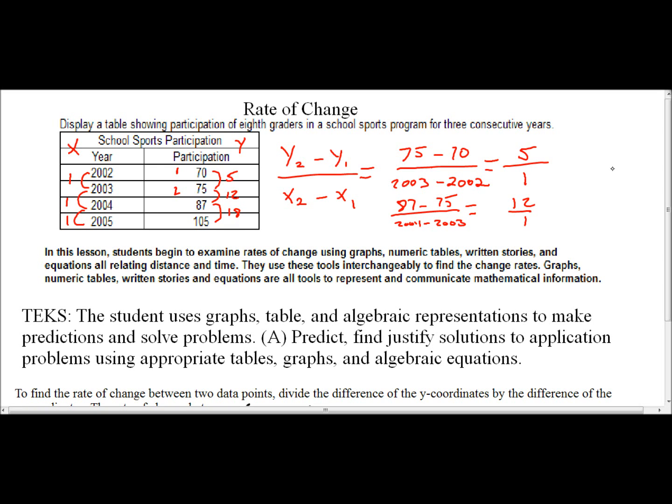And then let's just go with 2005, which will be, no, I'm putting that on there. We can go ahead and put it there. It's not going to kill us. 2005 minus 2004, and over that we'll put 105 minus 87, and that's going to give us 18 over 1. So we have our rates per year: 5, 12, and 18.